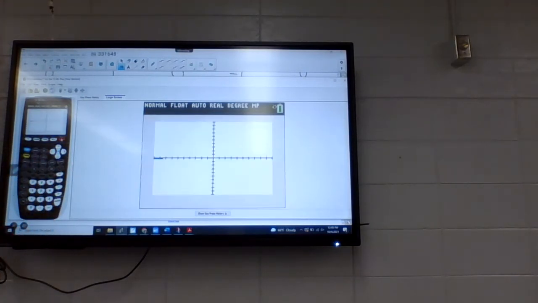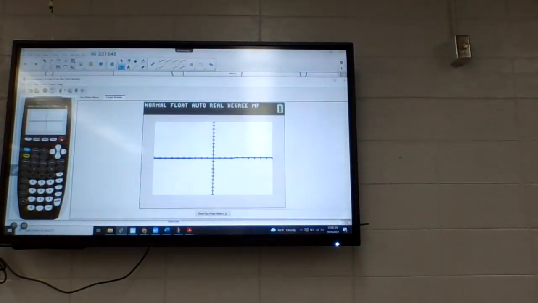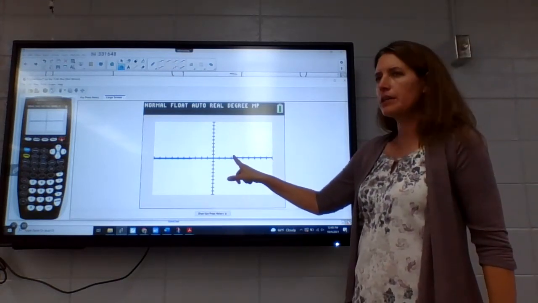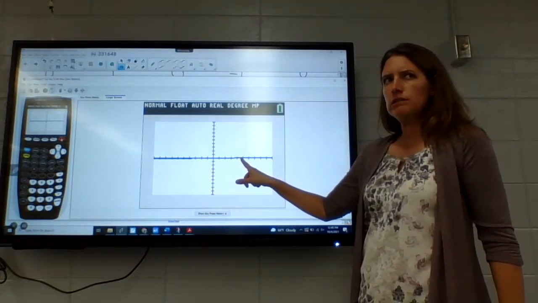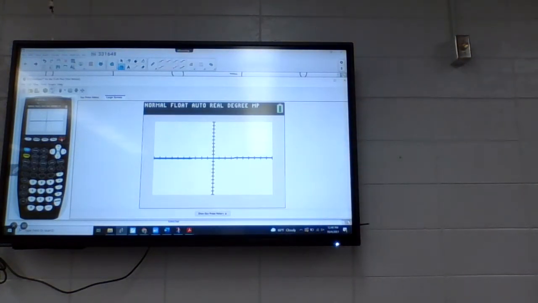Because in degree mode, this is what it looks like. Is that what happened to you guys? Yeah. Okay, why is that happening? Why does it look that way? It's showing every single degree. This is talking about 1 degree, 2 degrees, 3 degrees, 4 degrees. We don't really care about that. We want to look all the way to like 100 or 360 degrees. There's really nothing happening right here.